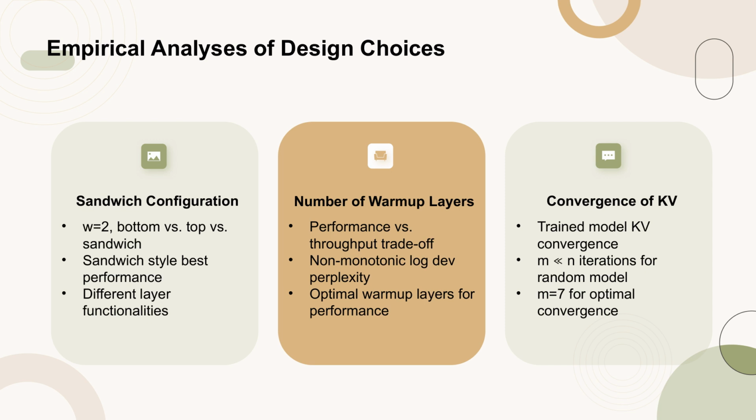Next, we explore the impact of the number of warm-up layers on model performance and throughput. We find that the log dev perplexity does not decrease monotonically with the number of warm-up layers, indicating a trade-off between performance and throughput. Finally, we investigate the convergence of key-value, KV, pairs. We observe that a trained model requires fewer iterations for KV convergence compared to a random model, and we find that M equals 7 iterations are sufficient for optimal convergence.